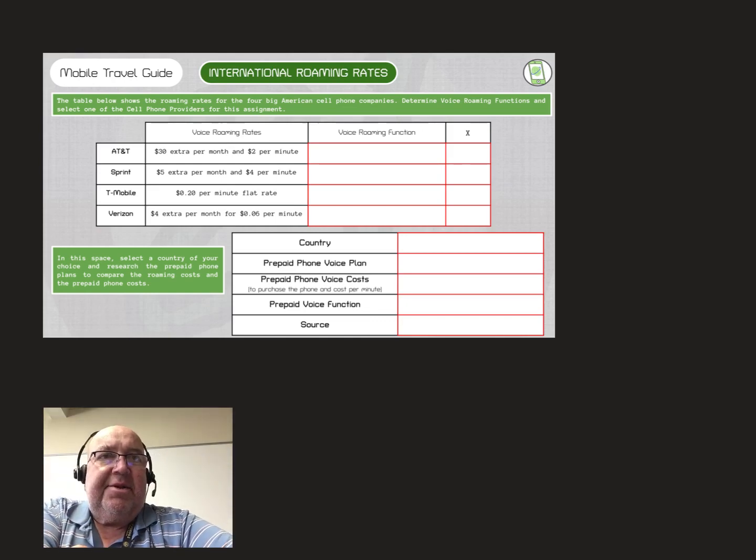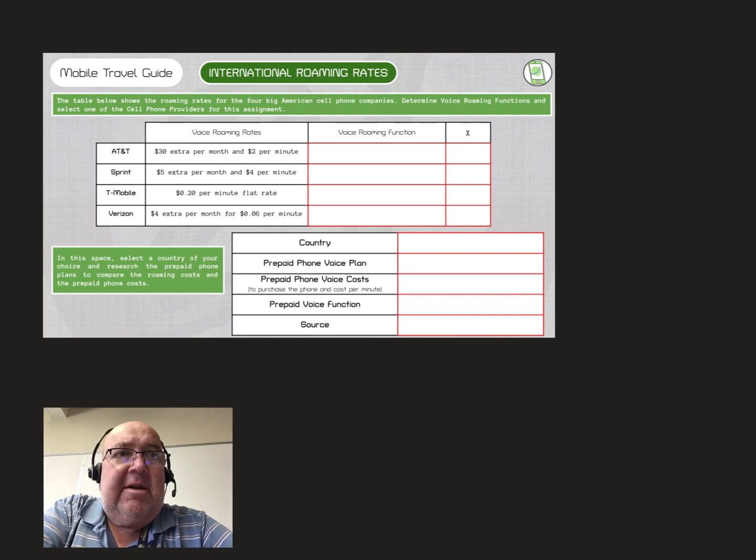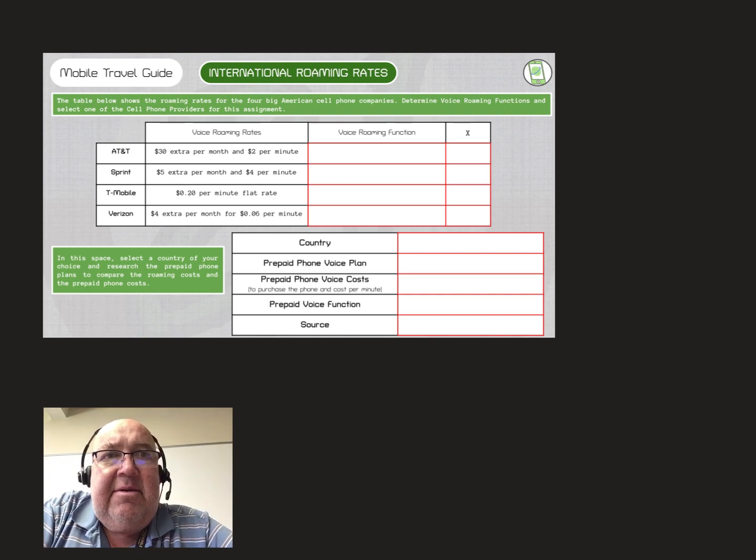In the final section, you're going to do what is called a mobile travel guide. You're going to look at the voice roaming rates and use the functions that you create for each of the four companies and come up with what's there. You're going to use the same method: a base cost and a per minute rate.